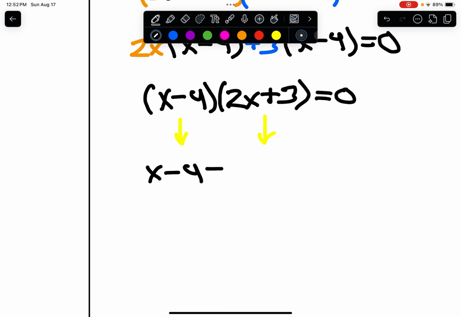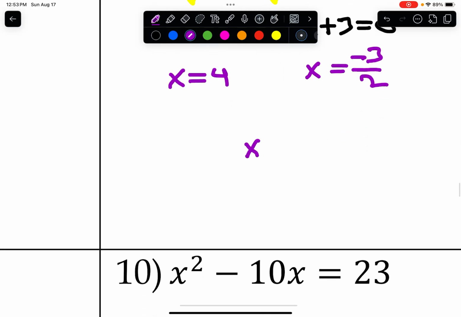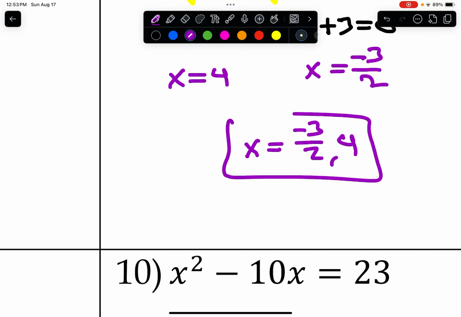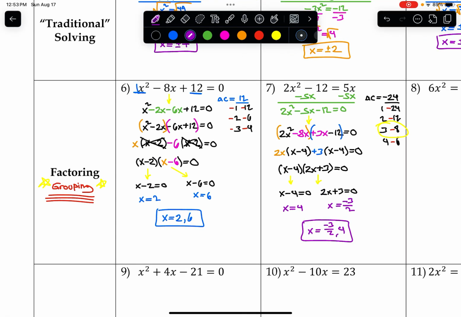So x minus 4 equals 0, and then 2x plus 3 equals 0. So when I solve these individually, I'm going to have an x value of 4, then subtract the 3, divide by 2, so that means my x value here would be negative 3 halves. So here are my solutions. So when you are doing any sort of solving by factoring, you just have to make sure that you are doing factoring by grouping specifically.